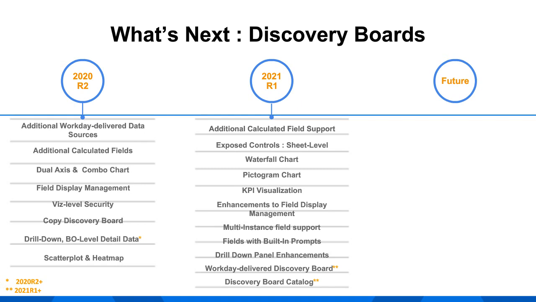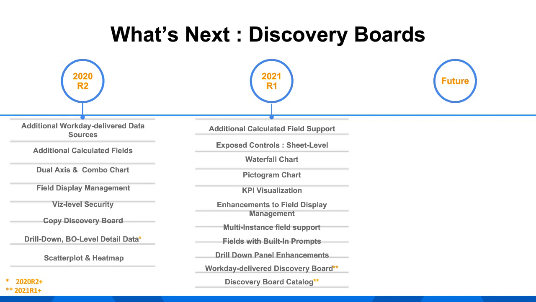Additional chart and visualization types, such as waterfall, pictogram, and KPI, will offer you more flexibility and choice in visualizing your data. We are also working on exposed controls, which will allow a discovery board creator or an editor to give the viewer light data analysis capabilities or a level of control over the discovery board that they view. There will be continued and expanded support for additional calculated field types as well. And we are exploring support for fields with built-in prompts and multi-instance field types.